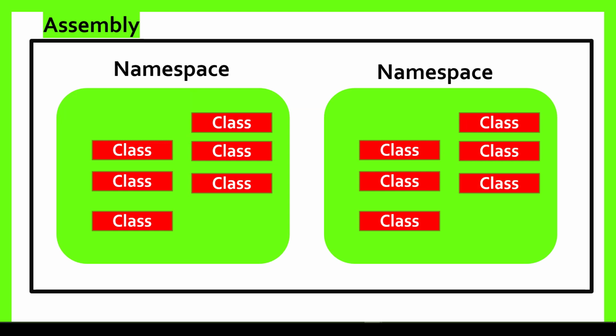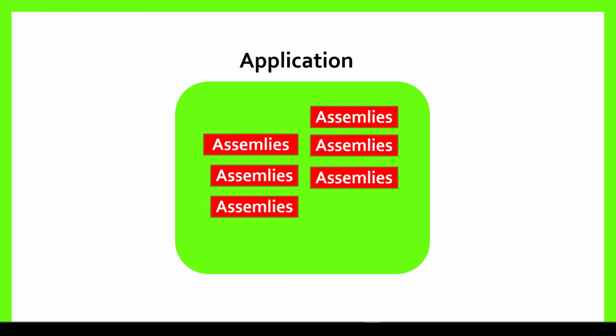So in a real world application, as namespaces grow, we need a different way to separate them. Here come assemblies. An assembly is a collection of related namespaces. So when you compile your application, the compiler builds one or more assemblies depending on how you partition your code.